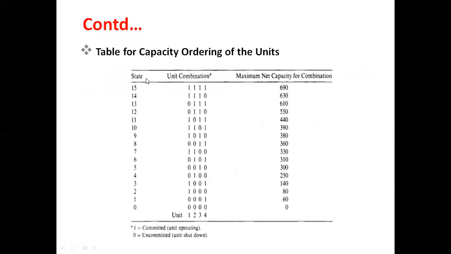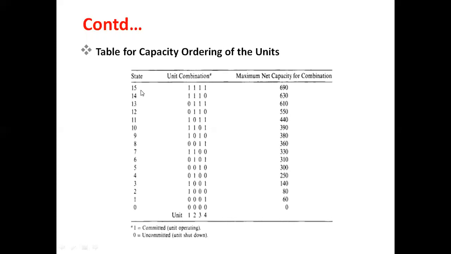So, there is a state, unit combination, and maximum net capacity for the combination. Here 1 stands for the unit being in operating condition or committed, and 0 means the unit is uncommitted, that is, shut down. There are units 1, 2, 3, 4. There are 4 units, so 2 to the power 4 minus 1, as I have already told, gives 15 combinations.